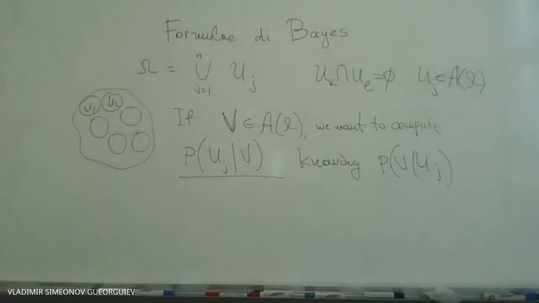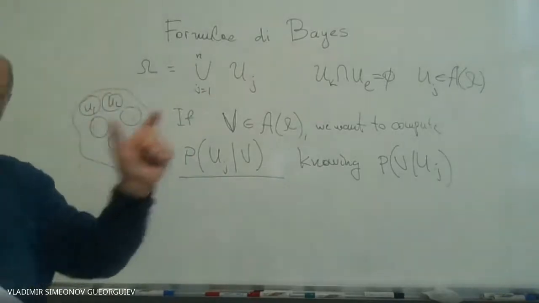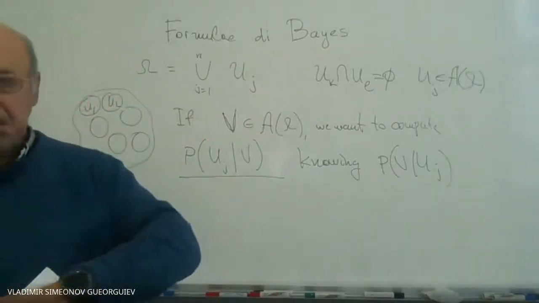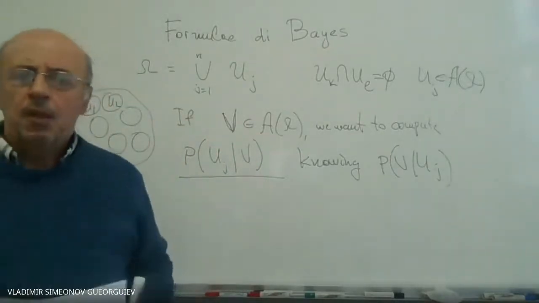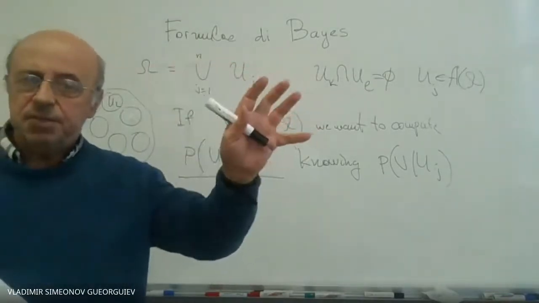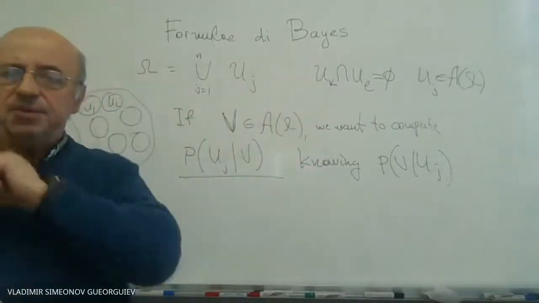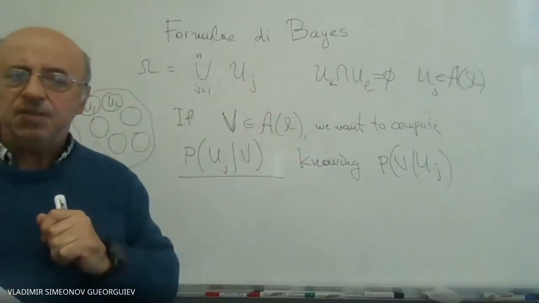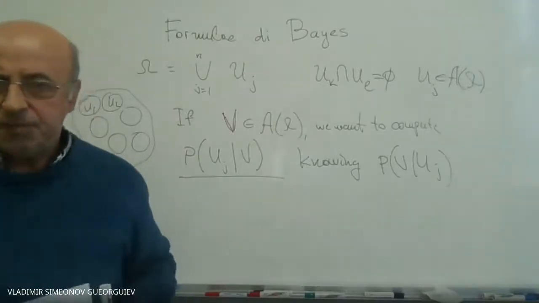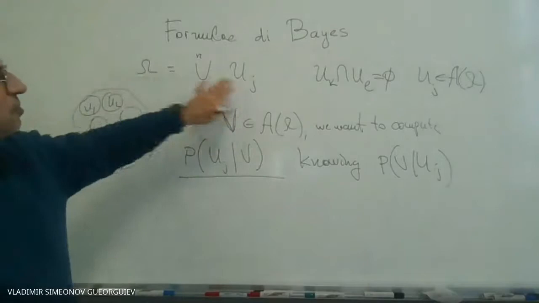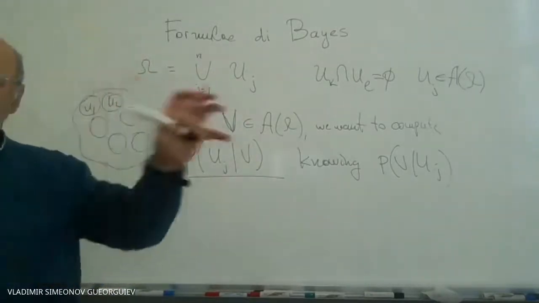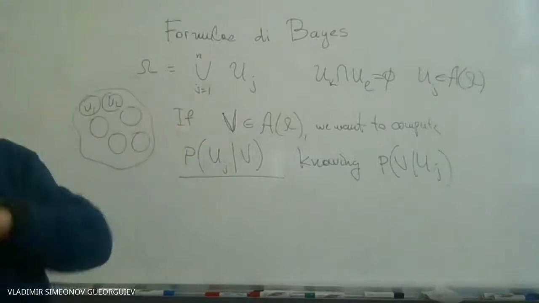The simplest case is when omega is decomposed in two sets. For example, you can say one set is the set of infected people. The other set is the set of people that are not infected. Of course, you have the decomposition of your space of all people into two sets. They are complementary. You're infected or you're not infected.